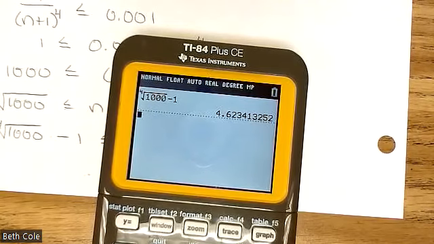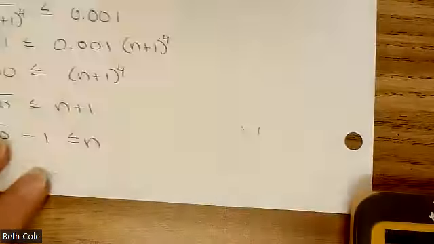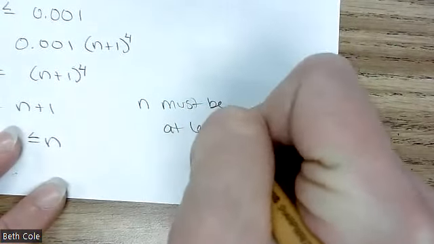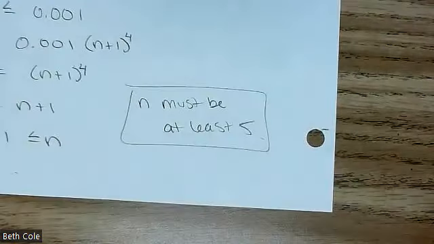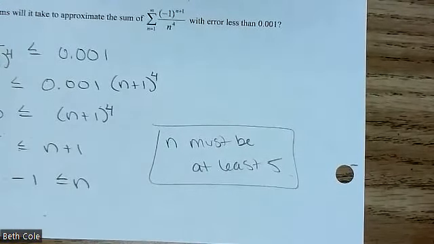Did you get 4.6? Yes. Okay, here's the thing though. That means n has to be at least what? But you can't do the 4.6 term. n has to be at least 5 in order for your error to be smaller than 1/1000. Because you can't have a term and a half. Each term is its own separate thing. So n must be at least 5. You have to do at least 5 terms for your error to be small enough.